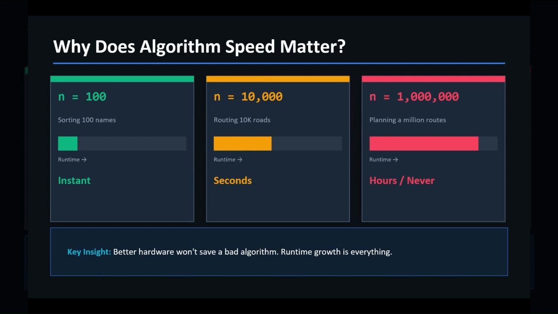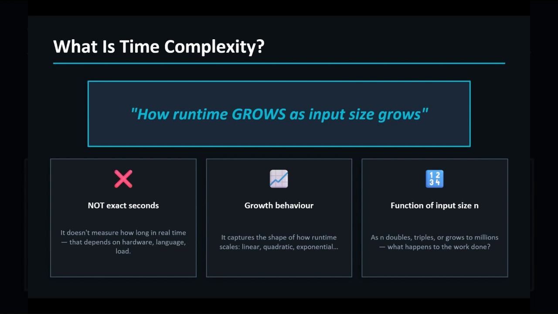So before we talk about P versus NP, let's make sure we understand the tool we use to measure. What is time complexity? Time complexity is a formal way of answering, if I give this algorithm a bigger input, how much work does it do? Crucially, it does not measure seconds. If I run the same algorithm on your laptop versus a server farm, the seconds are different, but the growth pattern is completely the same. That's a universal truth we're after.